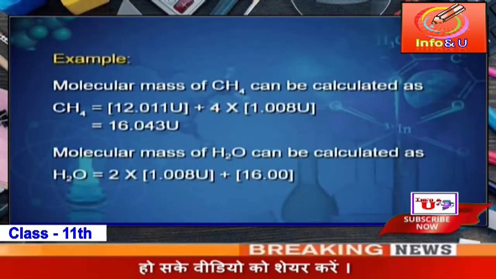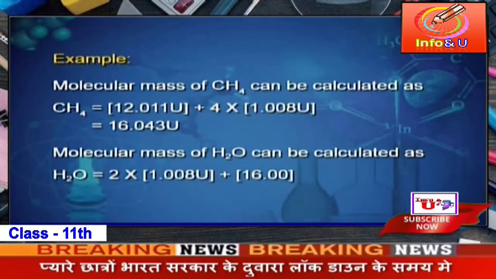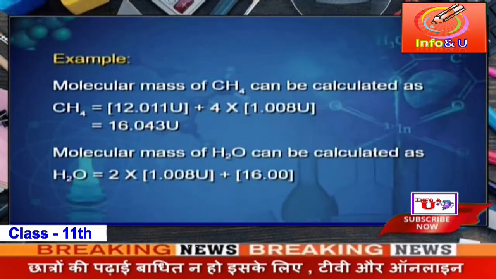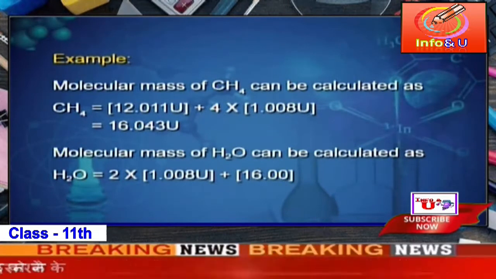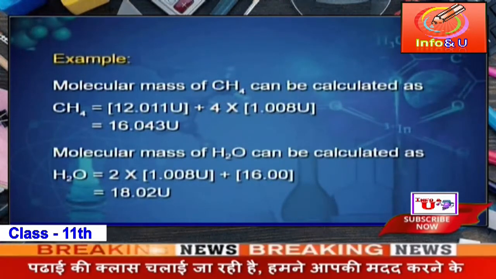Second one is the molecular mass of H2O. As the atoms of hydrogen are 2, it will be 2 × 1.008 U plus the mass of oxygen, 16.00. So the molecular mass of water is 18.02 U.